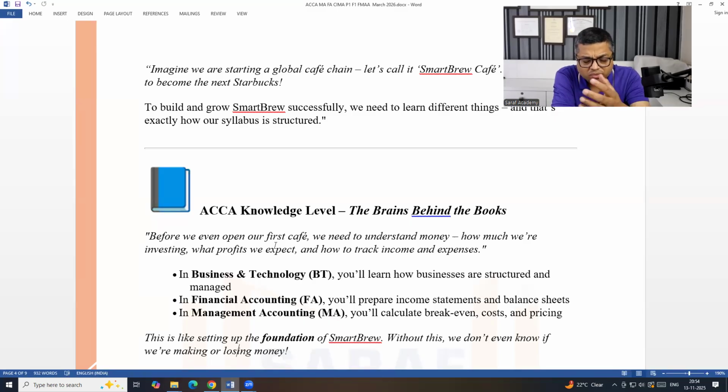Financial accounting: when you do the business for 6 months, 1 year, you need to prepare the P&L account and balance sheet, and you need to analyze the financials, how we are going. That is financial accounting.